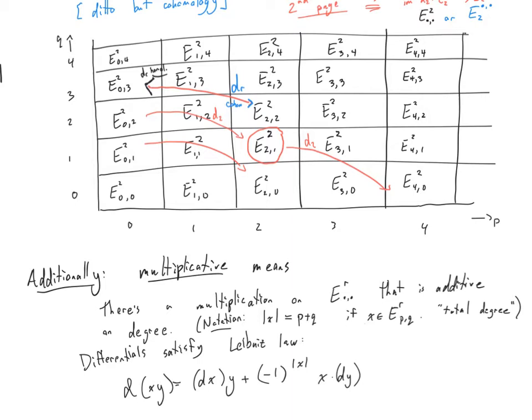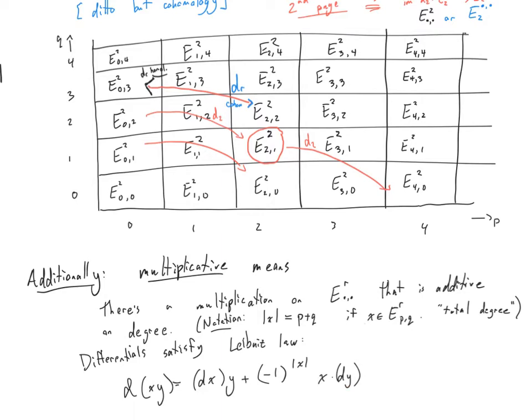And they add coordinate-wise. So x times x prime would be in degree p plus p prime, comma, q plus q prime, if x is in degree p, comma, q, and the total degrees add. And the differential has to satisfy the standard Leibniz law, and that's all it means to be multiplicative. This holds true for all the differentials on every page. So the differential of a product is dx times y plus (-1) to the total degree of x times dy.